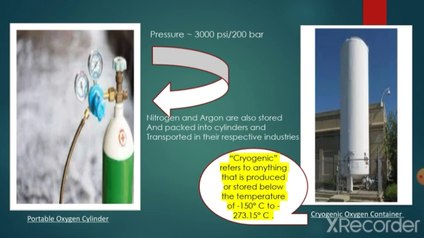Now you must have read in the newspapers that the word cryogenic is very common, because we have to deal with gases which have to be handled at very, very low temperature. Cryogenic means that anything which has to be handled at very low temperature, say between minus 150 and minus 273 degrees Celsius. Whatever we handle or store at such low temperature, we use the term cryogenic. So this is a cryogenic oxygen tanker.